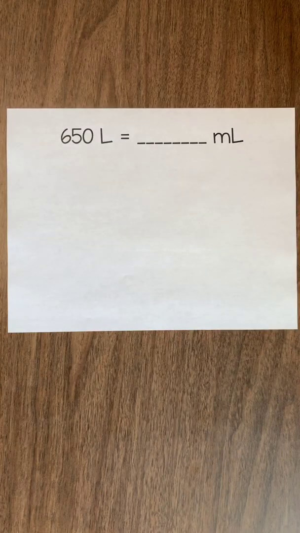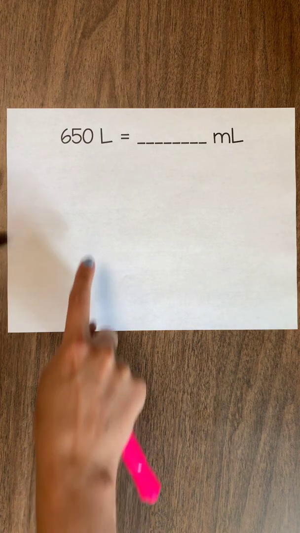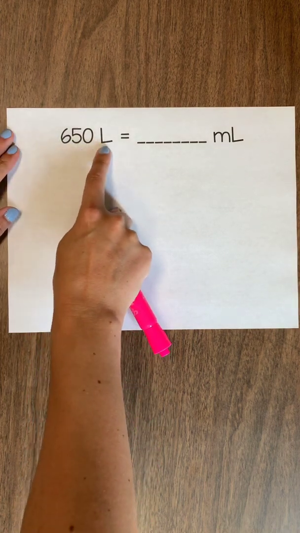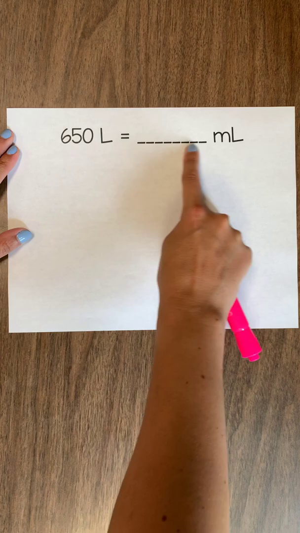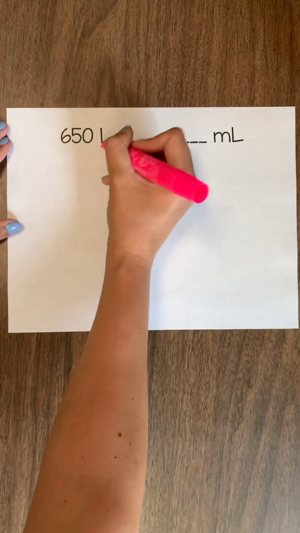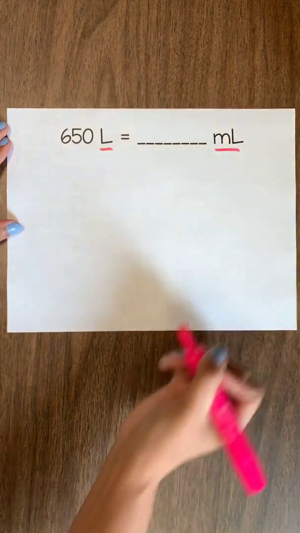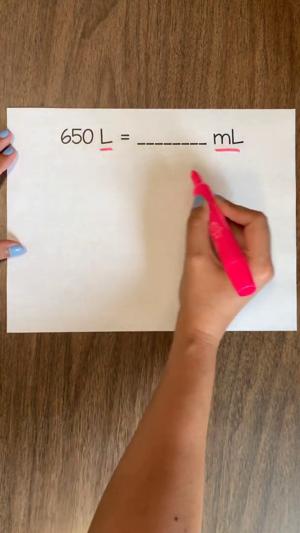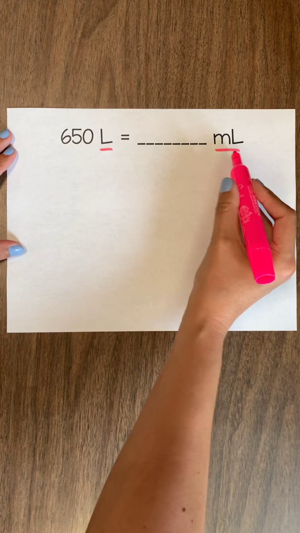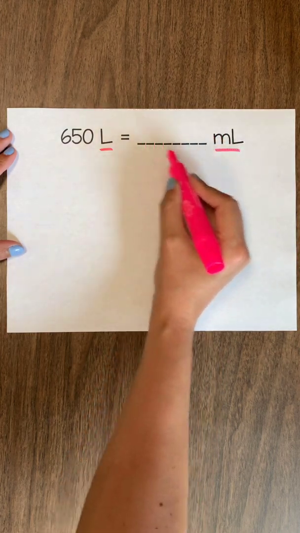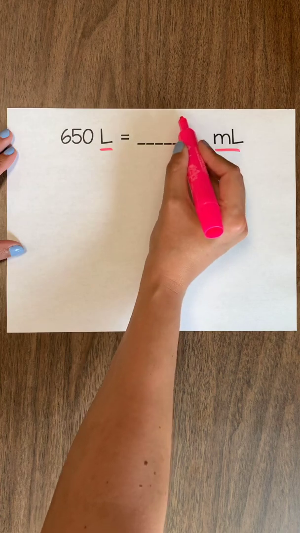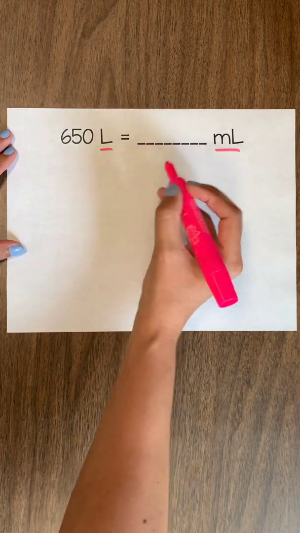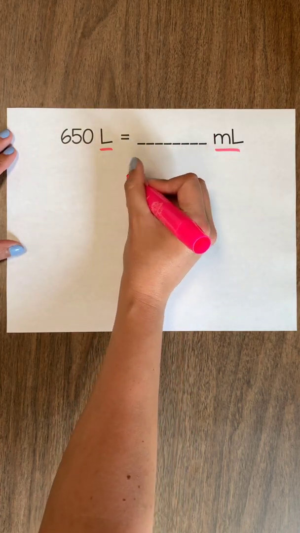All right, I'm going to have you watch me do another one very similar to that. So here's the next problem. 650 liters is equal to blank milliliters. So I'm going to start by looking at my units, liters and milliliters. So I need to change from liters to milliliters, a big unit compared to a small unit, meaning it's going to take a whole lot more of this small unit before I get to the big unit. So I know that this number will be large, which means I need to multiply.